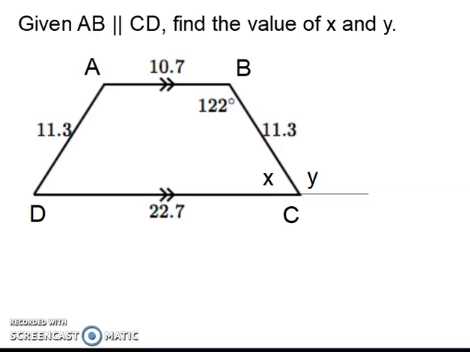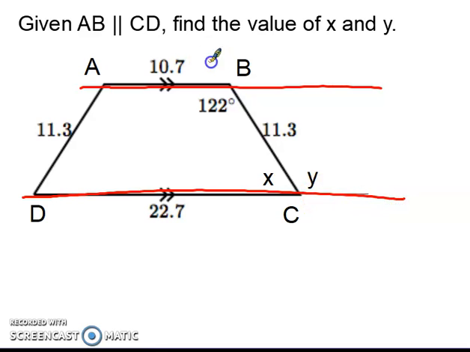Given AB is parallel to CD, find the value of X and Y. Well, if AB and CD are parallel, that means BC is my transversal. Well, now we can use some of the angles that we have. The side lengths don't matter. We don't need any of those, so we're just going to cross them off.